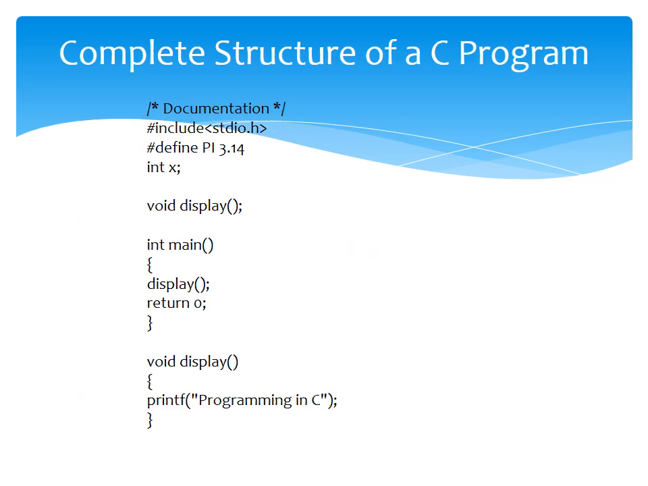And this is the complete structure of a C program. As we have learned already, you have a documentation part, the header file part, the definition section, and then the global declarations. Then you have void display, which is a user defined function that is called, and you have the main function.